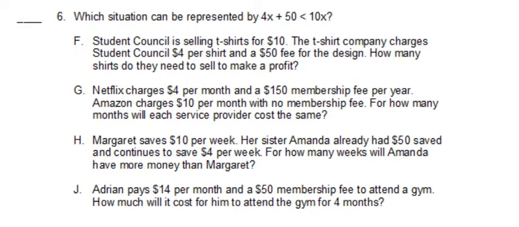Number 6. Which situation can be represented by 4x plus 50 is less than 10x? F. Student Council is selling t-shirts for $10. The t-shirt company charges Student Council $4 per shirt and a 50-cent fee for the design. How many shirts do they need to sell to make a profit?